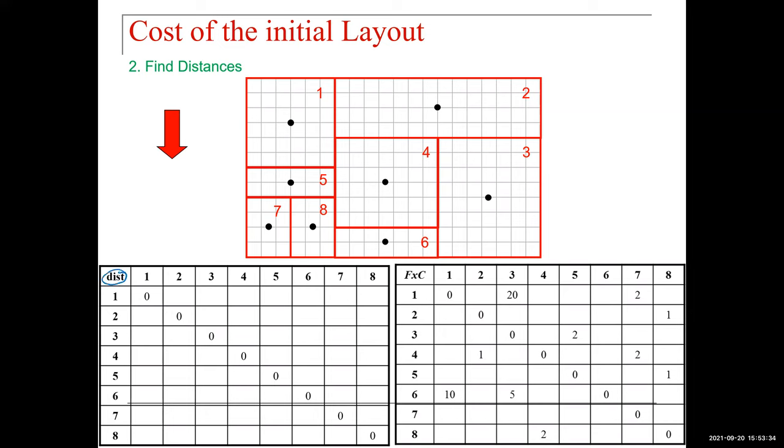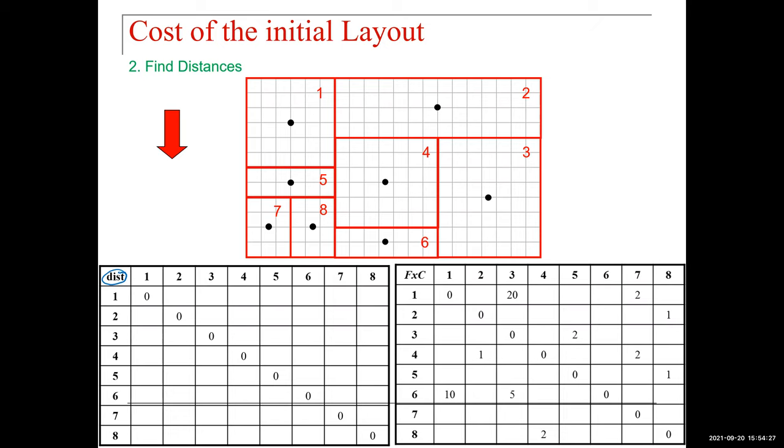This is labeled distances. As you can see, I have the names of the departments at the top and on the first column. We don't have to fill out the whole table. I want you to focus on the cost here. There's a cost associated with departments 1 and 3, 1 and 7, 3 and 5, 4 and 2, 4 and 7, 4 and 8, I'm sorry, 5 and 8, 6 and 1, 6 and 3, and 8 and 4.